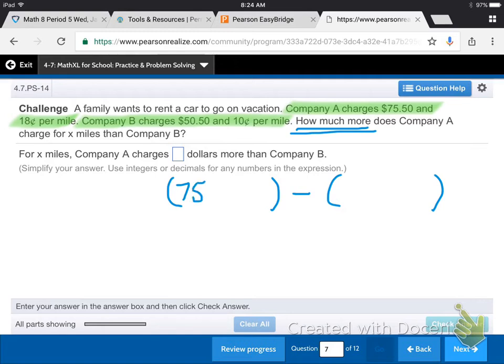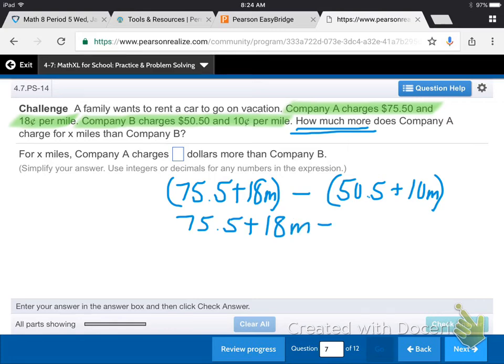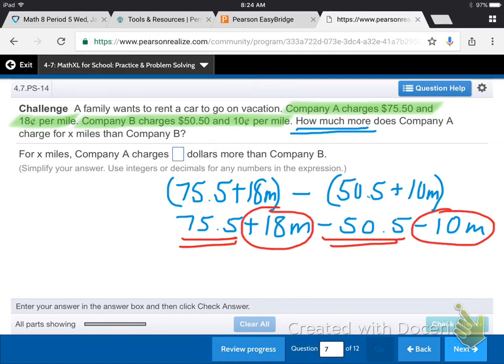So we have 75.5 plus 18m, and then 50.5, that's a point, plus 10 cents per mile. There. So we take our 75.50 plus 18m, and we change the signs of everything that comes in the second parentheses. That's minus 50.5 minus 10m. We look for our like terms. They are here, and 18m goes with negative 10m. Now, 75.5 minus 50.5, do a little scratch math, and you will see that that answer is 25. And then 18 minus 10 is 8m. Boom, just like that.